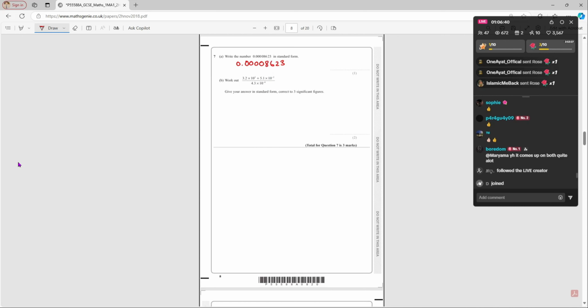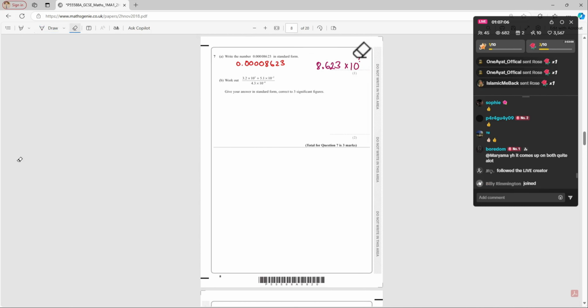To write this in standard form, we know that our first number has to be between 1 and 10. The only way our first number is going to be between 1 and 10 is when it is 8.623. We worked out that our first number is going to be 8.623, and you know that in standard form it's always times 10 to the power of something. Now we have to work out our missing power.